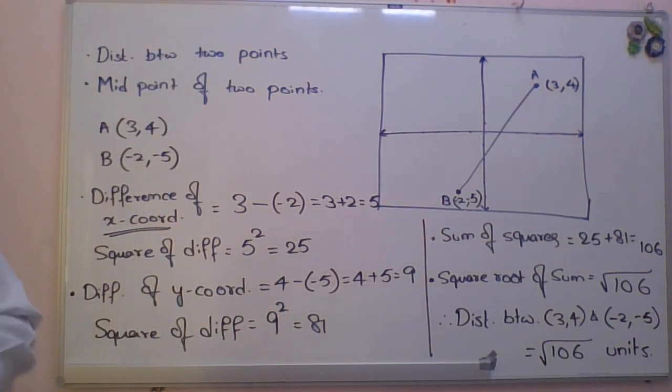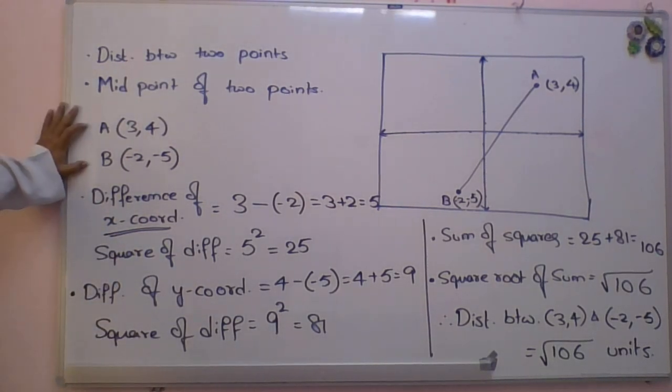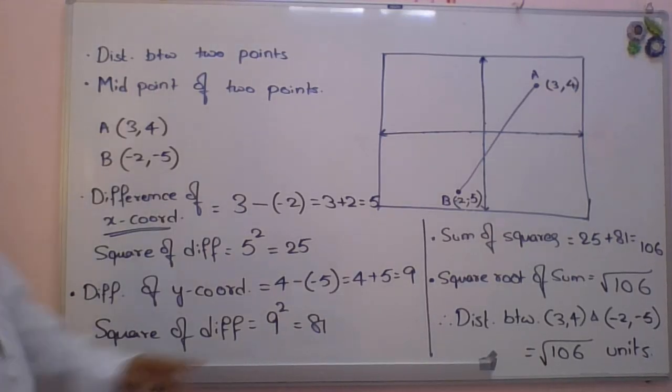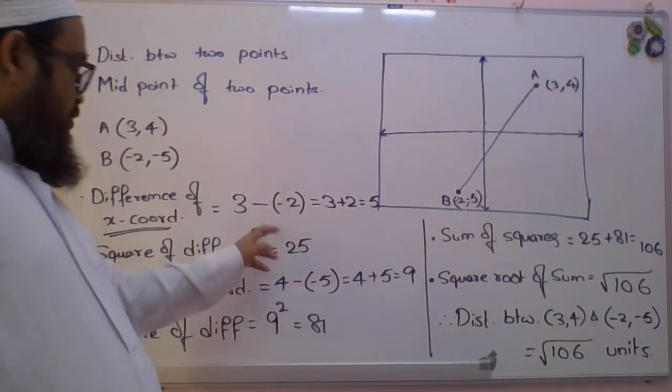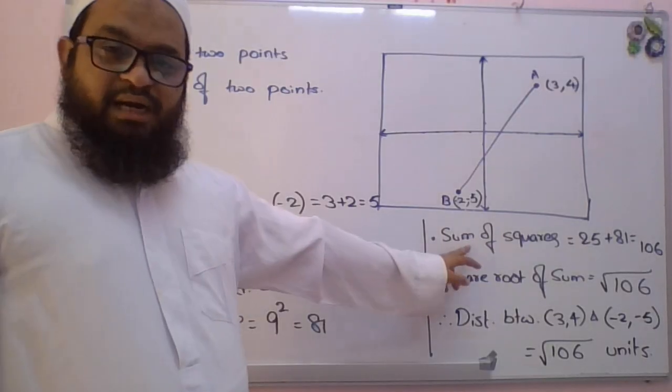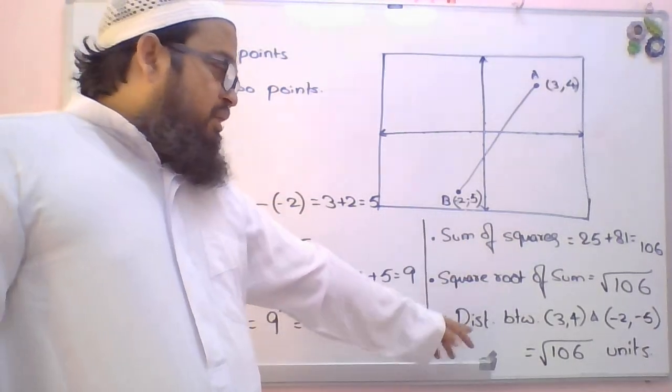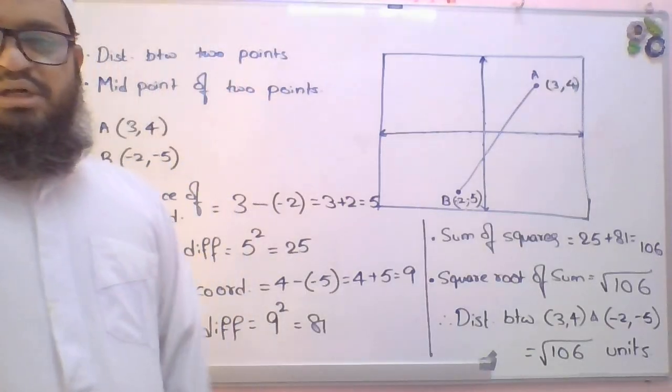Understood, my dear students? This is the way you have to find the distance between any 2 points. The first step is to find the difference between x coordinates and square it. Then find the difference of y coordinates and square it. The third step is whatever squares you get, you add them. And the fourth step is the root of this sum. It will be the distance between the 2 points.